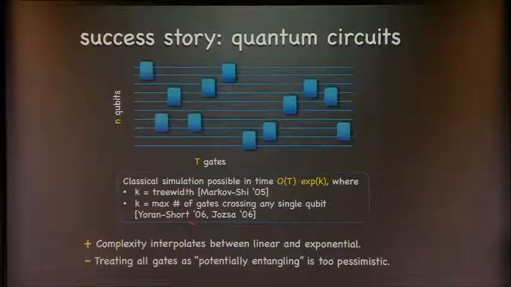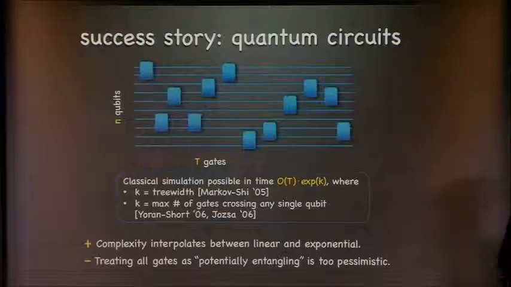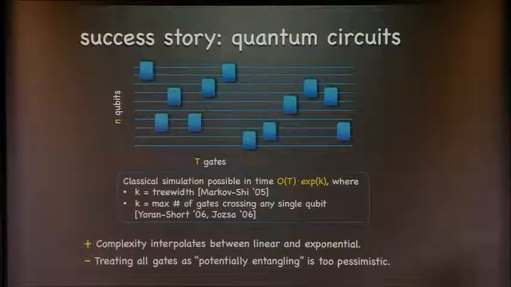And so this achieves the goal I mentioned of having the complexity interpolate between linear if there's no entangling operations going on, and exponential if you have a completely general circuit creating large amounts of entanglement. So in one sense, this is an example of quantifying entanglement and turning that into something which is able to control the complexity of a quantum operation.